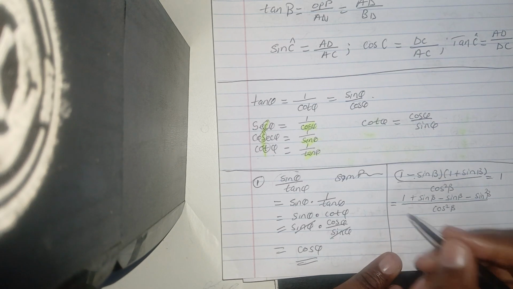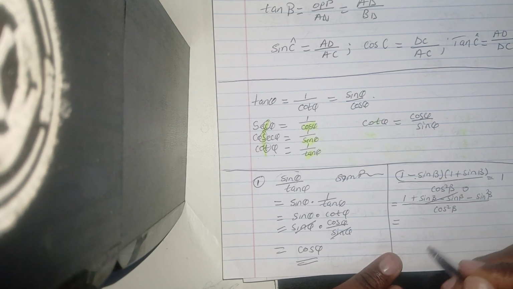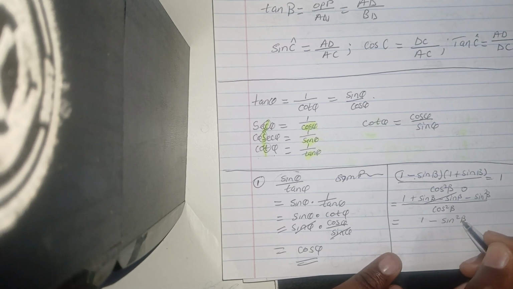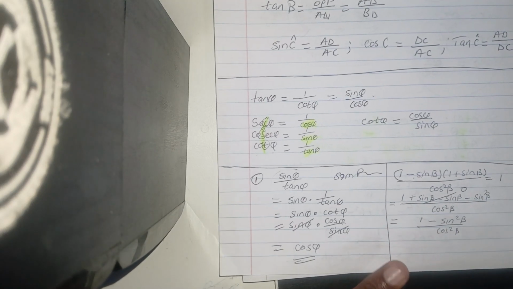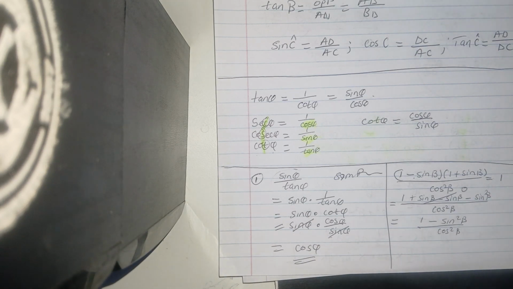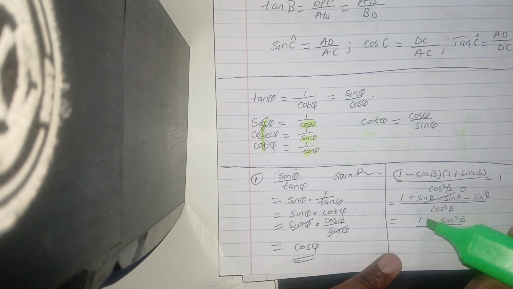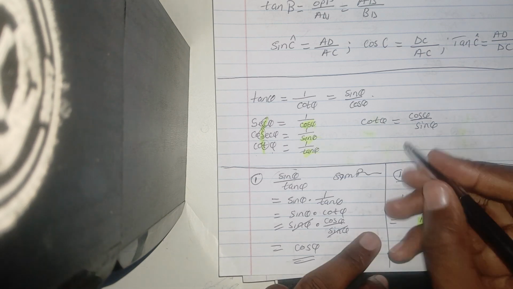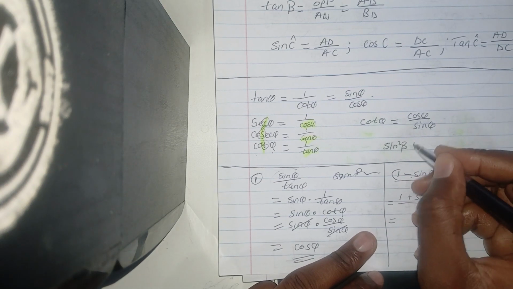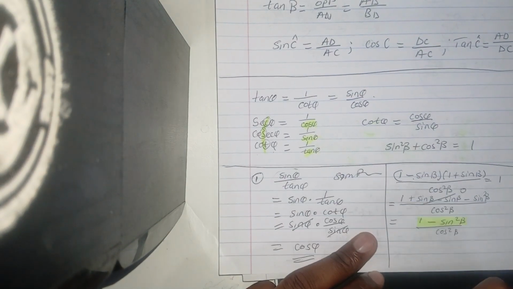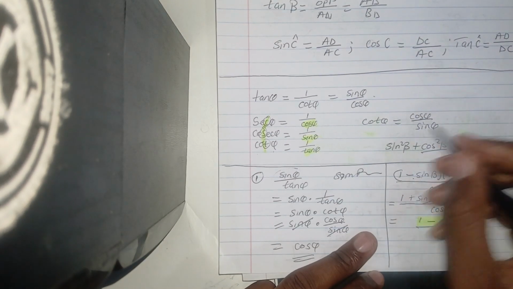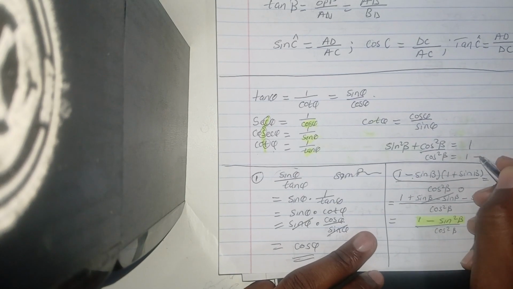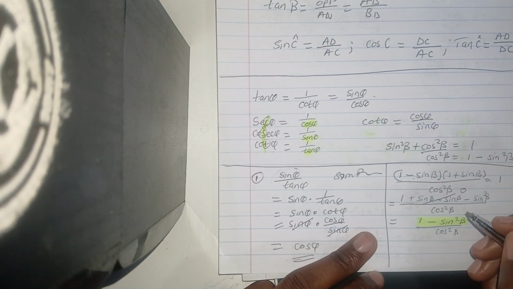Right? So now this will cancel. Now it's 1 minus sine square beta divided by cos square beta. If I remember clearly, I taught you that 1 minus sine square theta is equal to cos square theta. So 1 minus sine square beta is equal to cos square beta, because sine square beta plus cos square beta is equal to 1, right? So when we are solving for cos square beta, we say cos square beta is equal to 1 minus sine square beta, right?